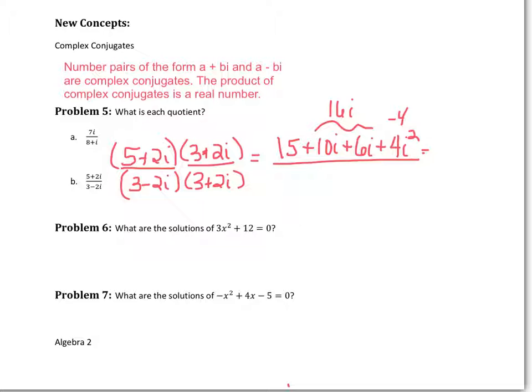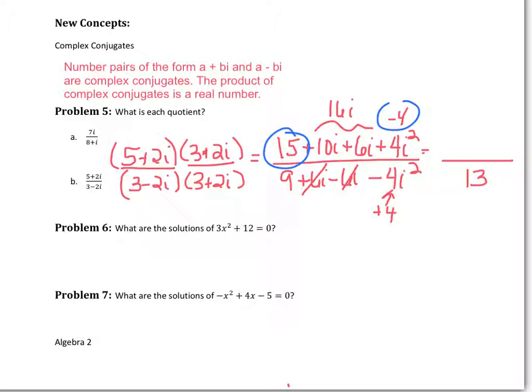On the bottom, we're going to have 3 times 3 is 9. And then I have 2I times 3 is 6I positive, and then the inside term is a negative 6I. So we know that those are going to cancel each other out. And then a negative 2I times a positive 2I is a negative 4I squared once again. And I squared is a negative 1. So we're going to get 9 plus 4, or 13, in the denominator. The numerator has 15 and negative 4, which are two real parts that can be added to 11.